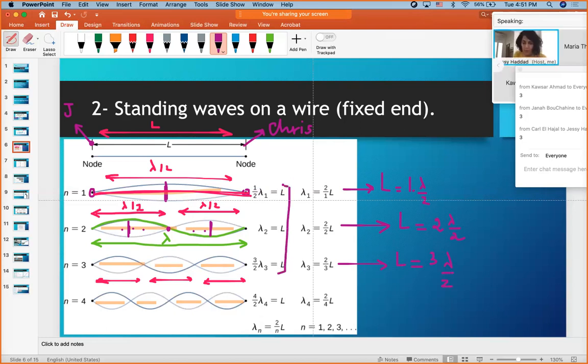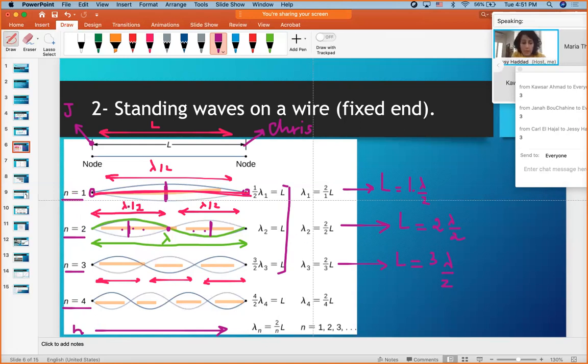And if you want, you can write lambda in terms of L. So this is case 1, case 2, case 3, case 4. And this is case N, which is here. When you have N loops, you can call them first order, second order, third order, fourth order. You can call them first harmonic, second harmonic, third harmonic, and fourth harmonic.